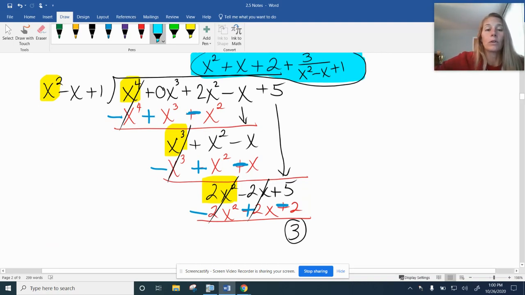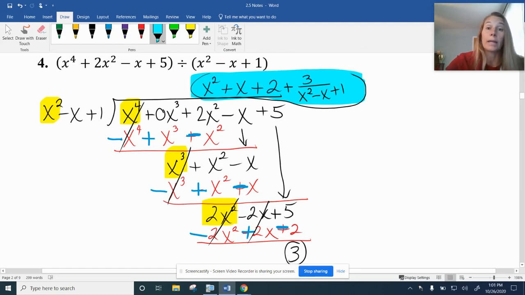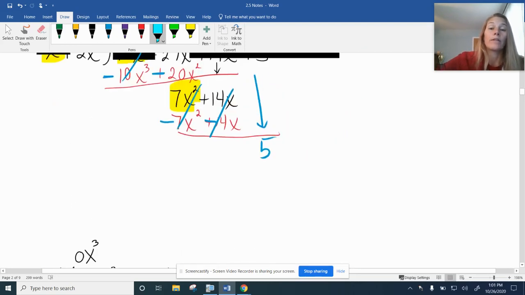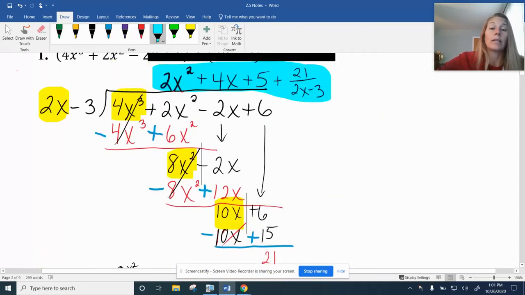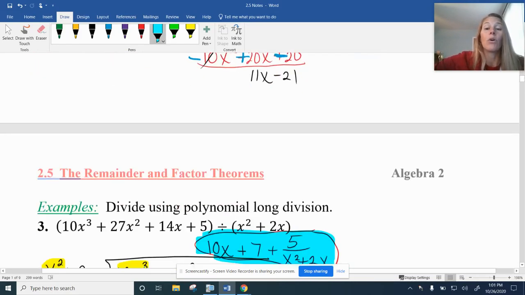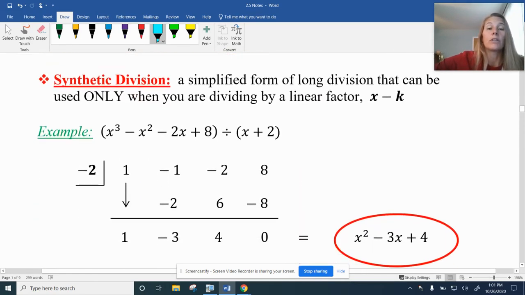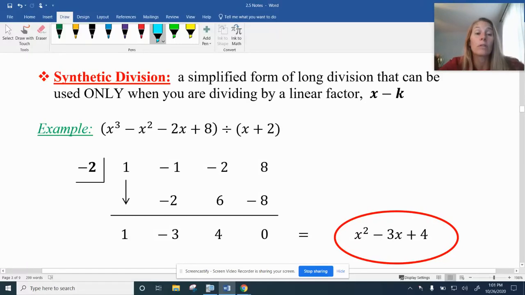Okay, so now you might have noticed that all of those problems, well, the last three all had quadratic divisors. And the first one that we did had a linear divisor, but it did have a coefficient other than 1 in front of the x. So all of these were problems where you would want to do long division. Synthetic division is much quicker and faster and easier.